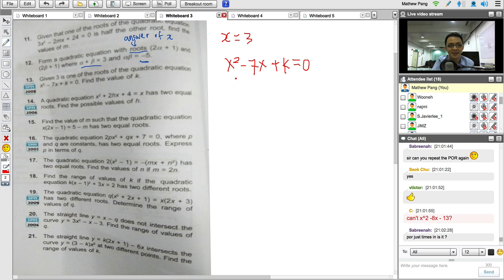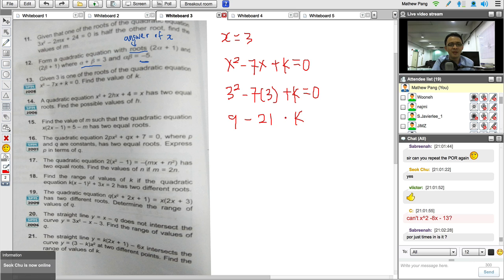Since one of my answers for x is 3, I just substitute x here with 3. So 3 squared minus 7 times 3 plus k equals to 0. So it is 9 minus 21 plus k equals to 0. This one minus, I think you got negative 12. So k equals to 12. Done. This is just a 2-mark question in SPM.